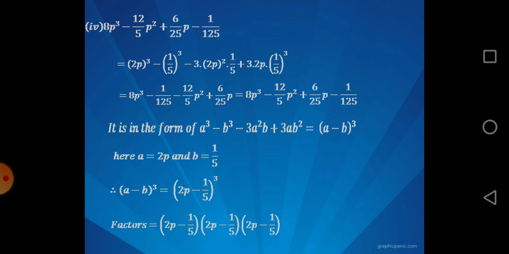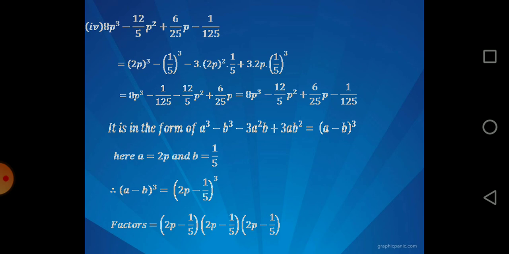So we have come to notice that the question is in the form of a cube minus b cube minus 3a square b plus 3ab square. It is equal to a minus b whole cube. a is equal to 2p and b is equal to 1 by 5. So a minus b whole cube is equal to 2p minus 1 by 5 whole cube.